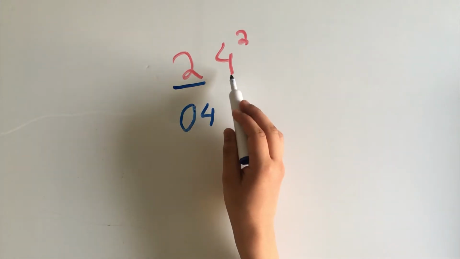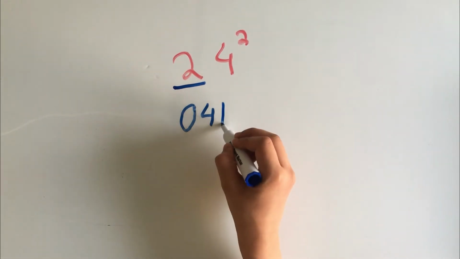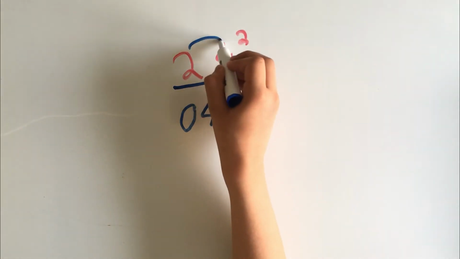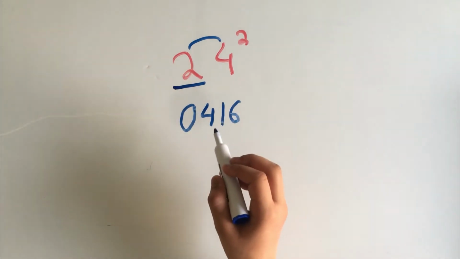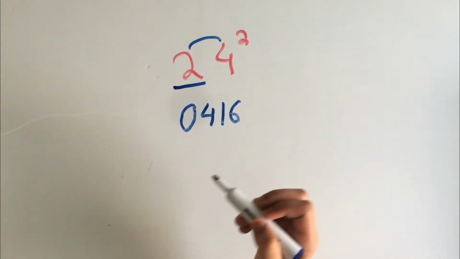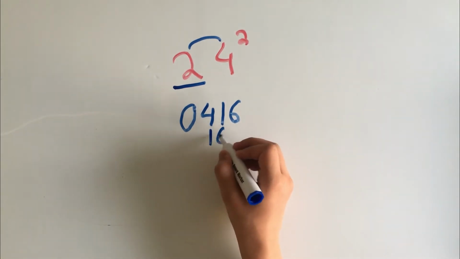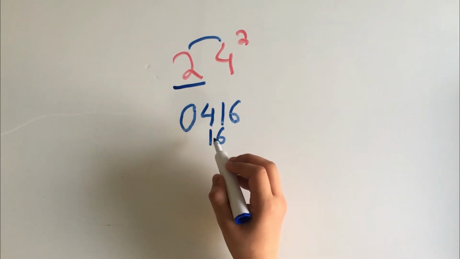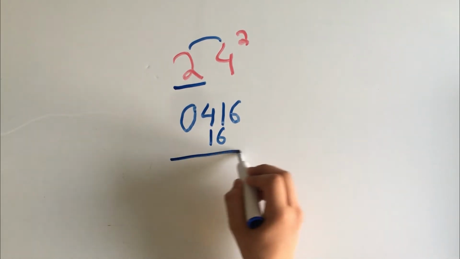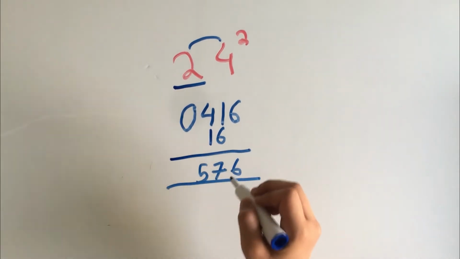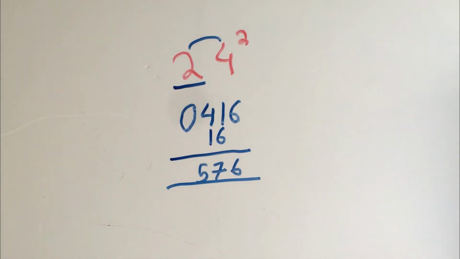Then we square 4, so 4 squared is 16, and because it's 2 digits, we put 16. And then we have to multiply 2 and 4, so 2 times 4 is 8, and then we double 8. So 8 multiplied by 2 is 16. We write this below the second and the third digit, and then we add these numbers, so we get 6, 7, 5. And that's our answer. So let's see what 24 squared is. It's 576.